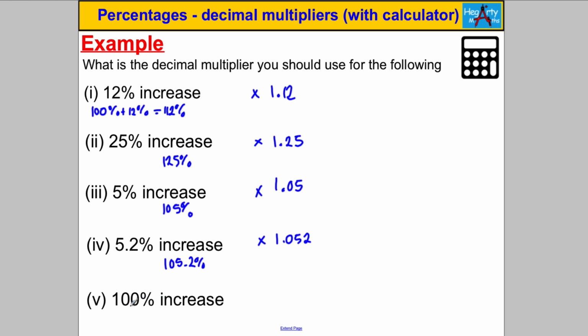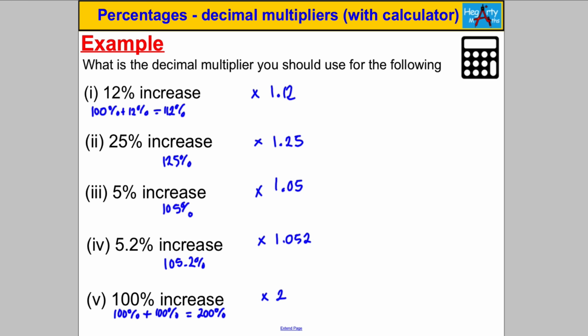And a 100% increase, let's write this one out in case this messes with our head. You start off with 100%, you add another 100% on, you end up with 200%. So a decimal of 200%, well, you take that and divide by 100, you just multiply by 2. You double it. A 100% increase is like doubling something, isn't it?